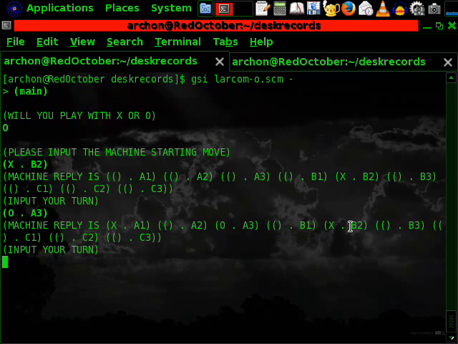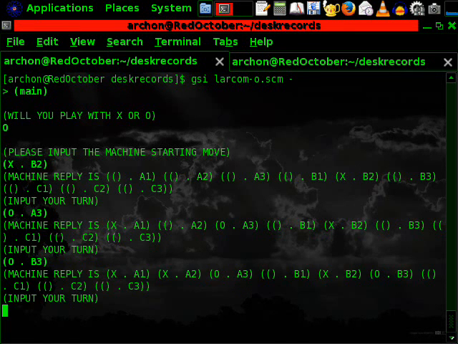So now the board situation is an O on A3 and an X on A1 and an X on B2. My next turn is going to be, I'm going to creep down the right column, so I'm going to say place an O on B3. The next machine reply is X on A1, and now comes X on A2.